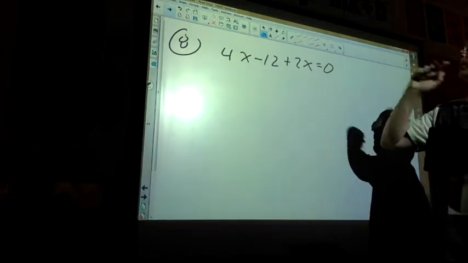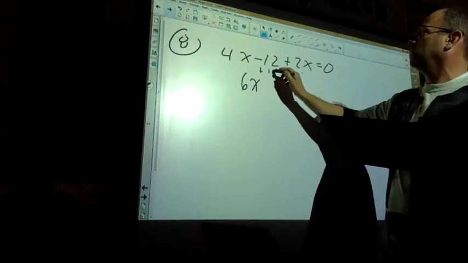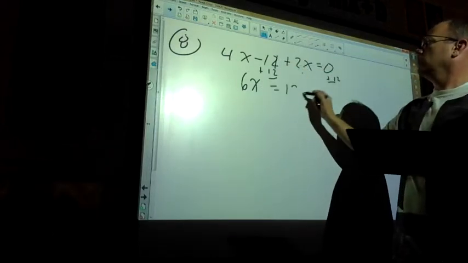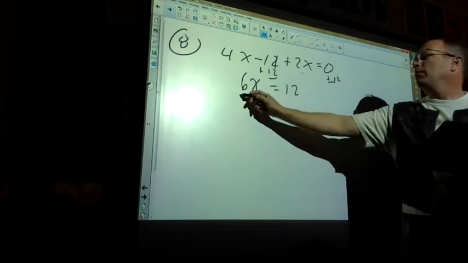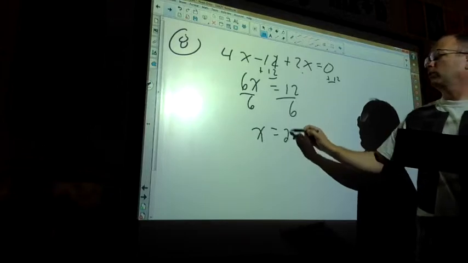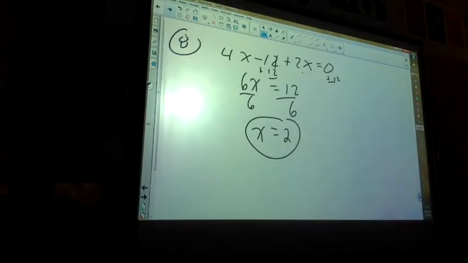Is that all right? Add those together. That looks like 6x, and then let's add 12 over here. So that cancels. You can take 2 up. I could have, but then I can divide everything by 6, so I find that x is equal to 2. Anything else 1 through 8?